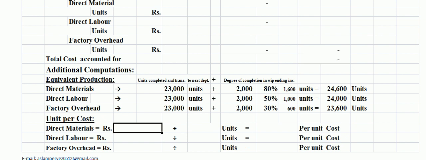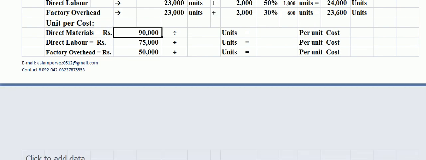The material cost is 75,000 rupees. 75,000 rupees is the material cost, same as the labor cost is 90,000. The labor cost is 75,000 rupees and the factory overhead cost is 50,000 rupees here. These are the costs in material, labor and factory overhead.